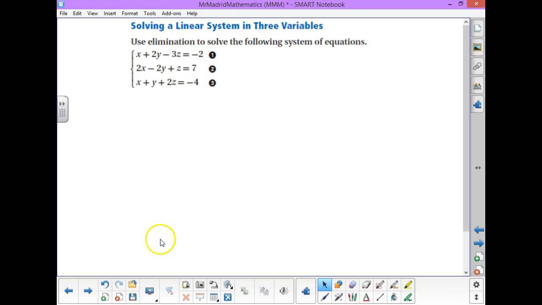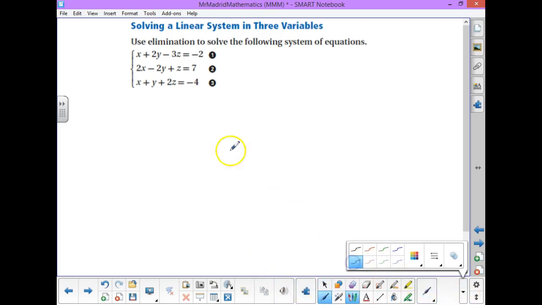Hey guys, we're going to be looking at solving a linear system in 3 variables. So if you've made it this far, it's a very good thing for you, okay? Because you do need this advantage. So let's go and get this started.